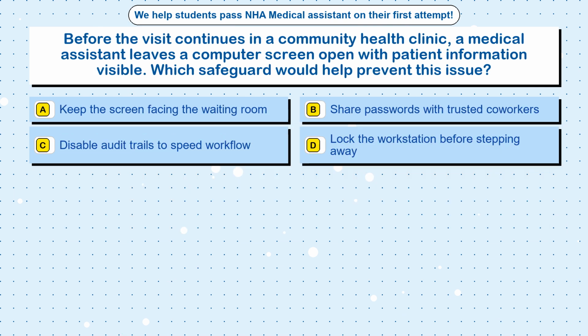Question 69. Before the visit continues in a community health clinic, a medical assistant leaves a computer screen open with patient information visible. Which safeguard would help prevent this issue? Option A, keep the screen facing the waiting room. Option B, share passwords with trusted co-workers. Option C, disable audit trails to speed workflow. Option D, lock the workstation before stepping away.